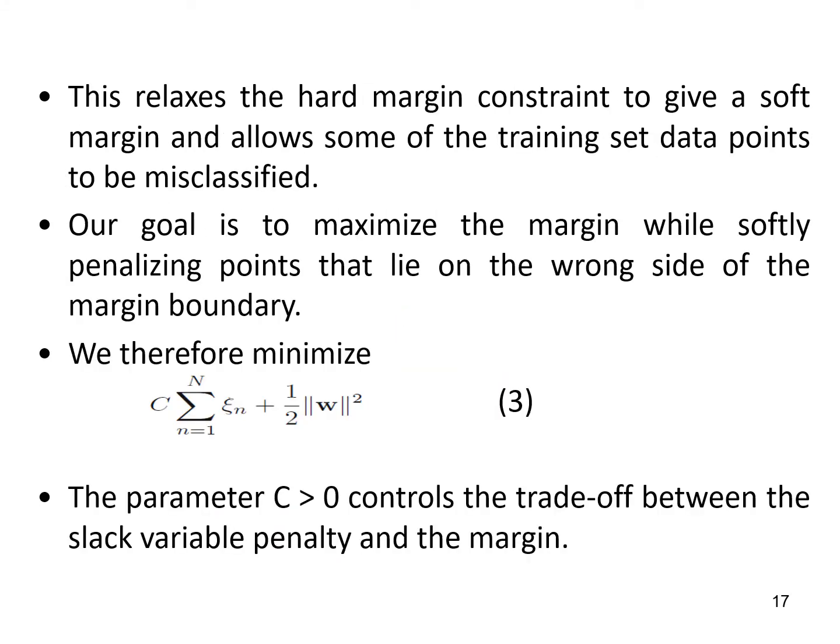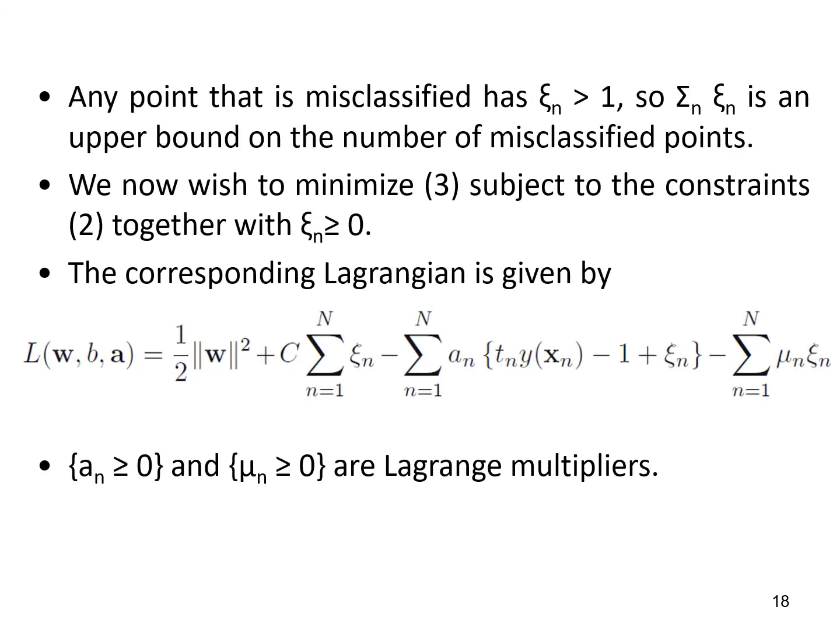This relaxes the hard margin constraint to give a soft margin and allows some of the training data points to be misclassified. Now our goal is to maximize the margin while softly penalizing the points that lie on the wrong side of the margin boundary. We therefore minimize C summation n equal to 1 to N xi n plus 1/2 norm w squared. The parameter C greater than 0 controls the trade-off between the slack variable penalty and the margin. Any point that is misclassified has xi n greater than 1, so summation xi n is an upper bound on the number of misclassified points.